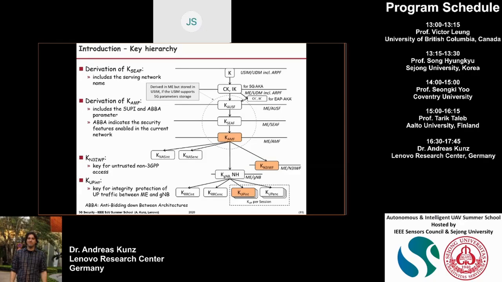Basically, the algorithms for key derivation and the key lengths are exactly the same as in 4G. So we have 128-bit keys on the radio level. There are at the moment studies going on to extend those key lengths to 256 bits, but there are different requirements on performance and backward compatibility.